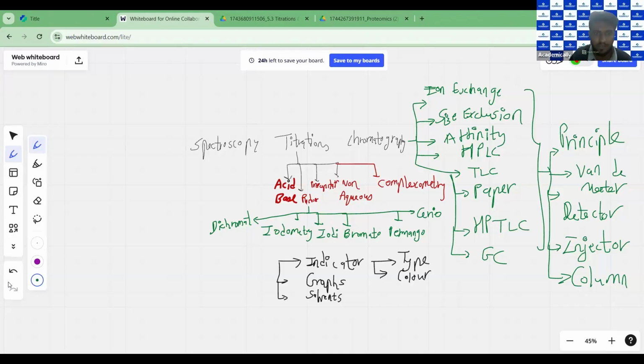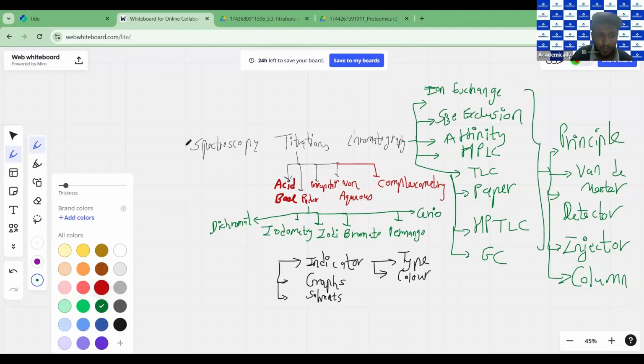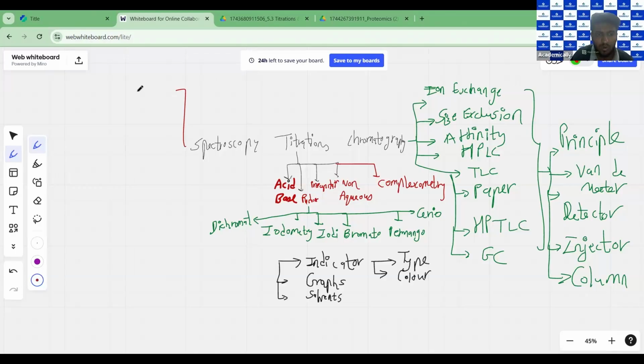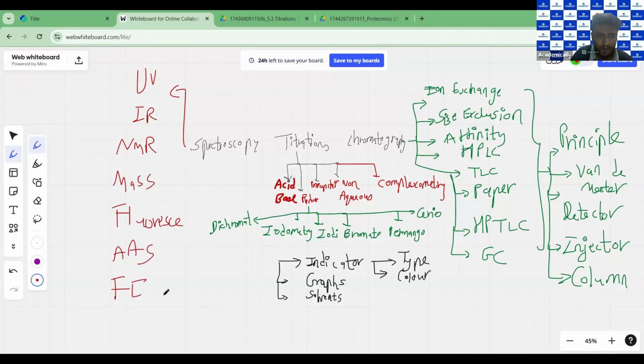Then up we have spectroscopy. So when I speak about spectroscopy, we have UV visible spectroscopy, we have IR spectroscopy, we have NMR, we have mass. We have covered all of these topics as well. We have fluorescence, we have atomic absorption, we have flame emission spectroscopy. We have nepheloturbidometry.